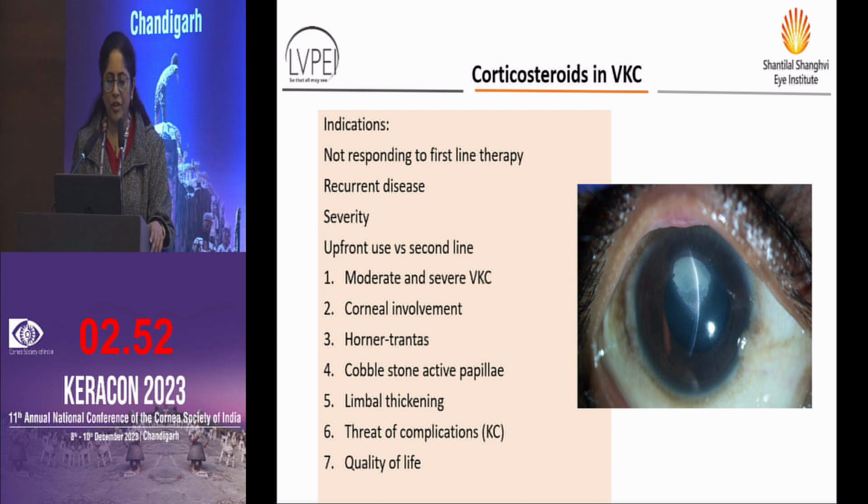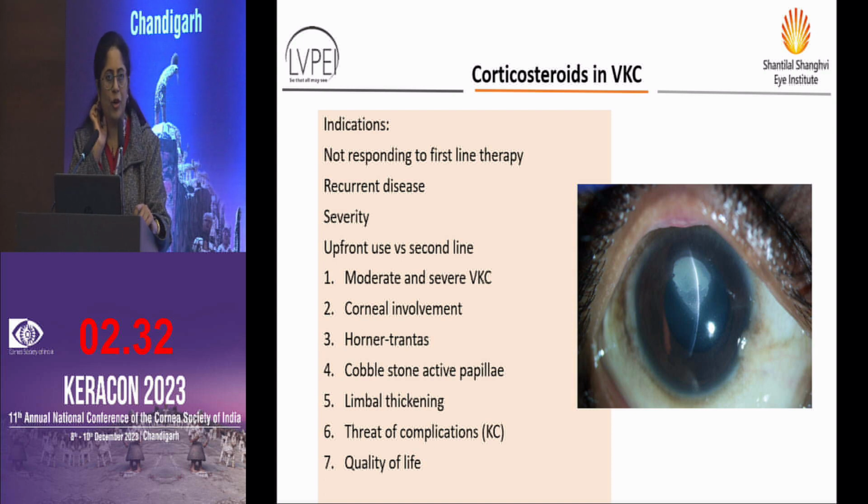So where do we use or can use corticosteroids? Just upfront, as in literally as first-line therapy. Many indications, especially for those of us who see the bad cases, so many of the moderate to severe VKC with corneal involvement and all of the findings that you see here. There are two additional indications I added.